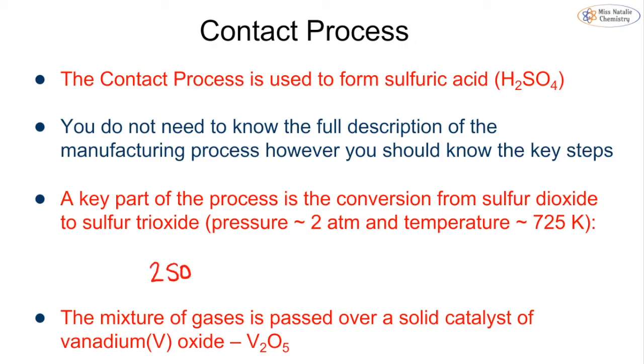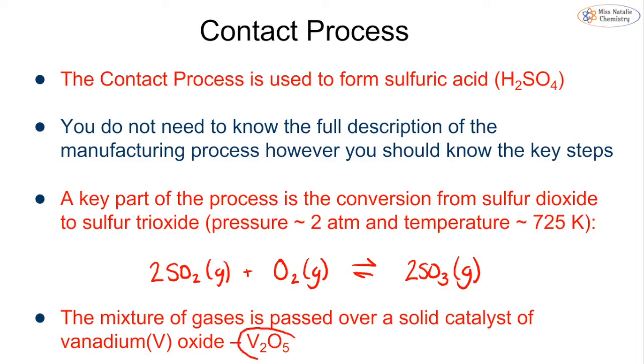So we have 2 moles of the sulfur dioxide, which is of course a gas, reacting with 1 mole of the oxygen, which is also a gas, and we form 2 moles of the sulfur trioxide. And all of our reactants and products are in the gaseous state. This happens at a pressure of approximately 2 atmospheres and a temperature around 725 Kelvin. And how this works is that the mixture of gases is passed over this solid catalyst, and the catalyst we use is vanadium(V) oxide, or V2O5.